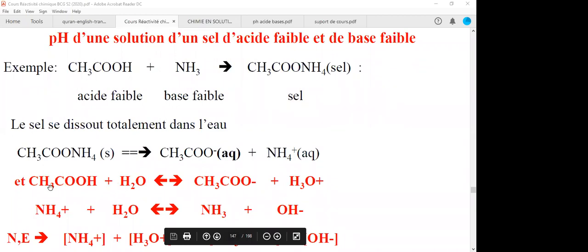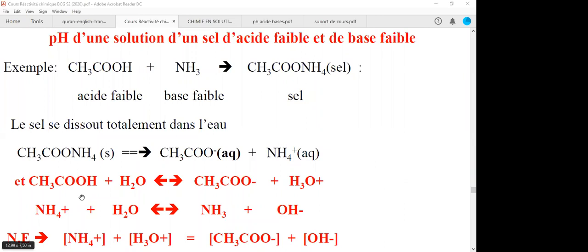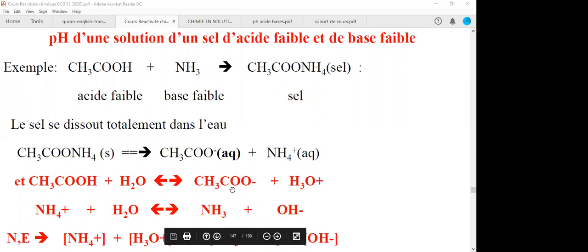So we have this one now. Like this salt decomposes in order to form this and this. So we have this acid now, which undergoes decomposition in order to form CH3COO minus and H3O plus. And then we have got NH4 plus.